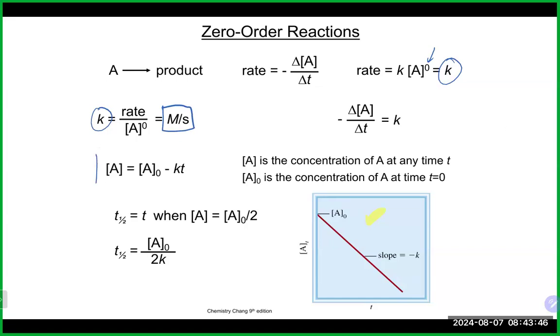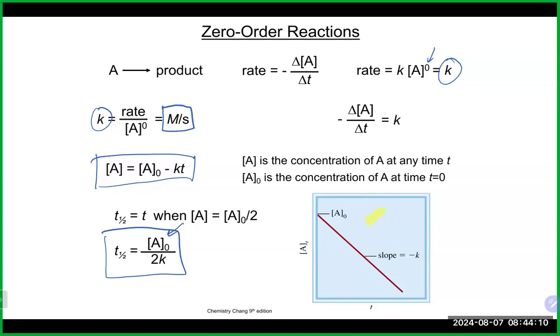It has a rate law that looks very much like first order without the natural log. So the final concentration is equal to the initial concentration minus kt. And if we do our half-life here, it is also dependent on the initial concentration, divided by 2k. In this case, if we have a larger concentration, we will have a longer half-life.